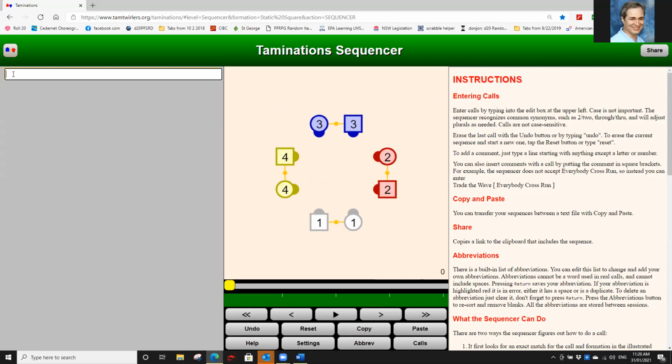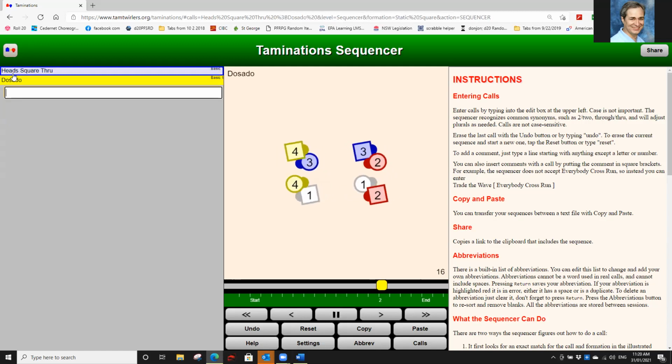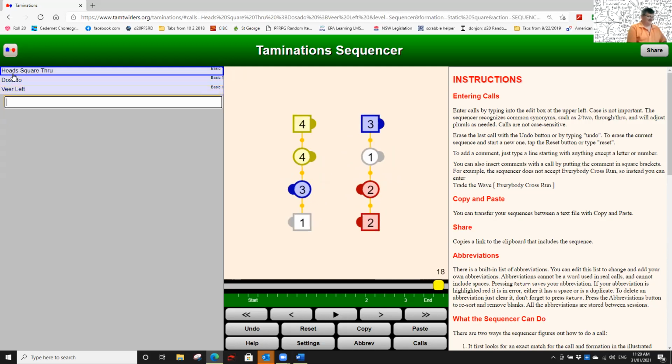Head square through. Do-sa-do and veer left. I know a lot of callers that would shoot you for that. That is very smooth. I know it is. It's not my argument. I get in this discussion with the callers all the time. There's a lot of people that say, "Oh, that's not smooth," when actually it is if you dance it properly. Yeah. Okay, let's have the girls hinge.